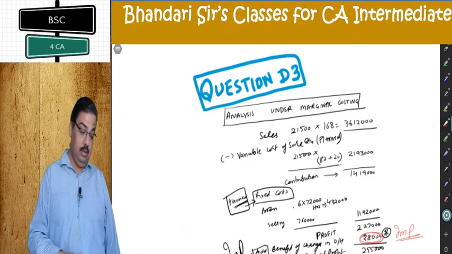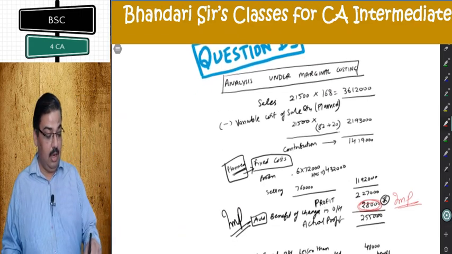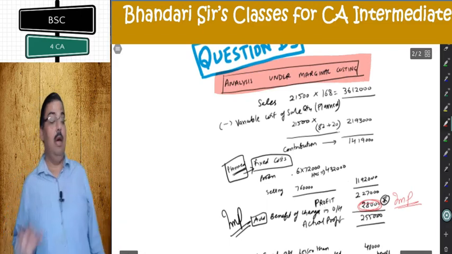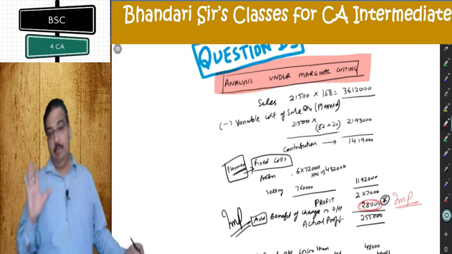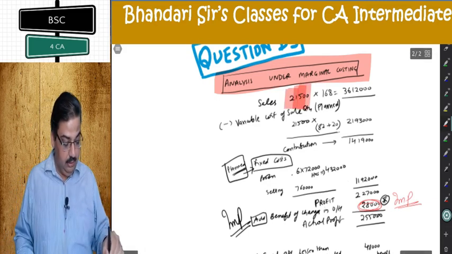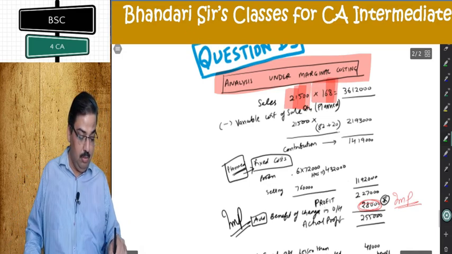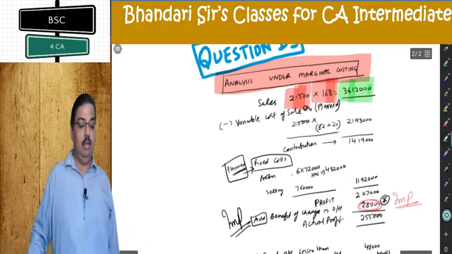So going through this, first is analysis under marginal costing. Under marginal costing we start with sale. Check out sale quantity 21,500 units, 168 per unit. Once you multiply, you get 36,12,000.